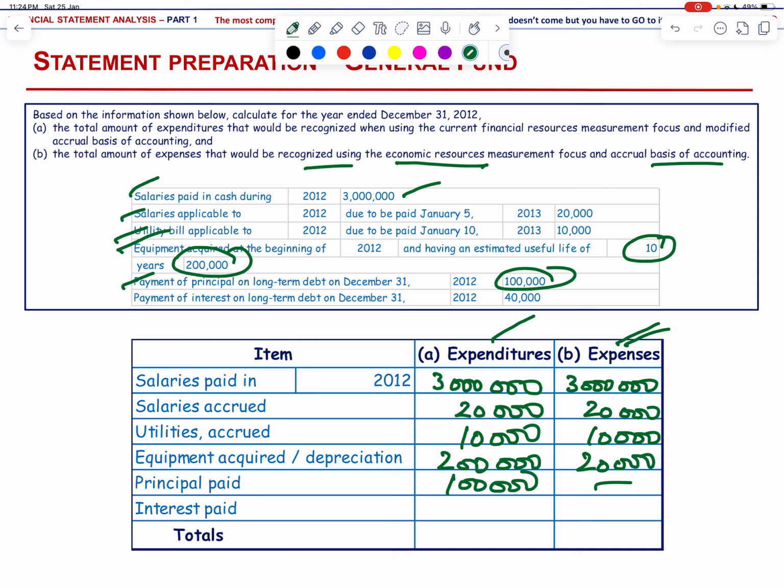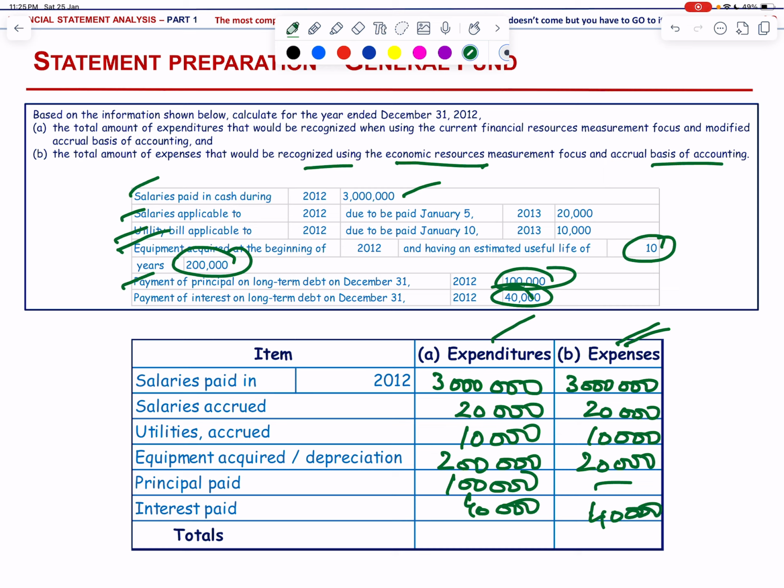Then finally, we have the payment of interest on long-term debt on December 31, and the amount is 40,000. So under the modified accrual basis, the payment of interest is an expenditure because it represents the current year cash outflow. So the interest paid is 40,000. And under the accrual basis, the payment of interest is recognized as an expense in the period it is incurred, regardless of when it is paid. So the expense is 50,000.